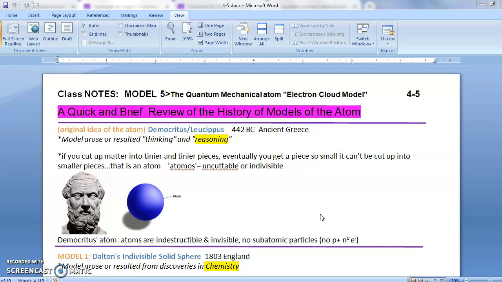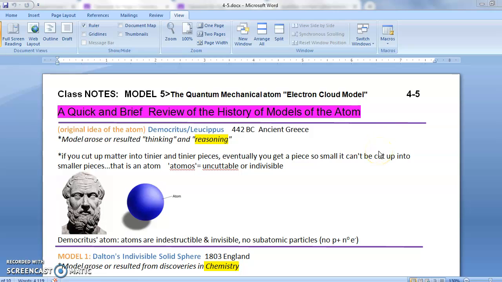And this was all answered when we get to the fifth model, the final model of the atom, Schrodinger's model. Heisenberg's given credit for this model as well. This is the quantum mechanical model of the atom, also called the electron cloud model. But before we get to the fifth model, it's important to see where this fifth model came from.